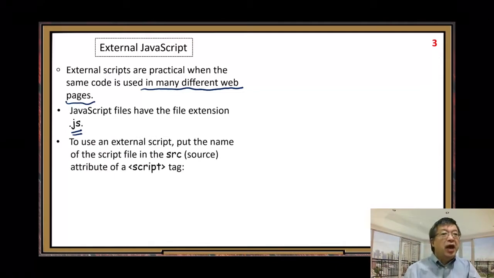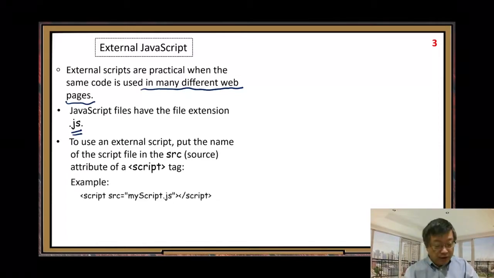To use an external script, put the name of the script file in the src source attribute. We saw this attribute in the img tag, right? But here for JavaScript, we use this attribute src to specify the source.